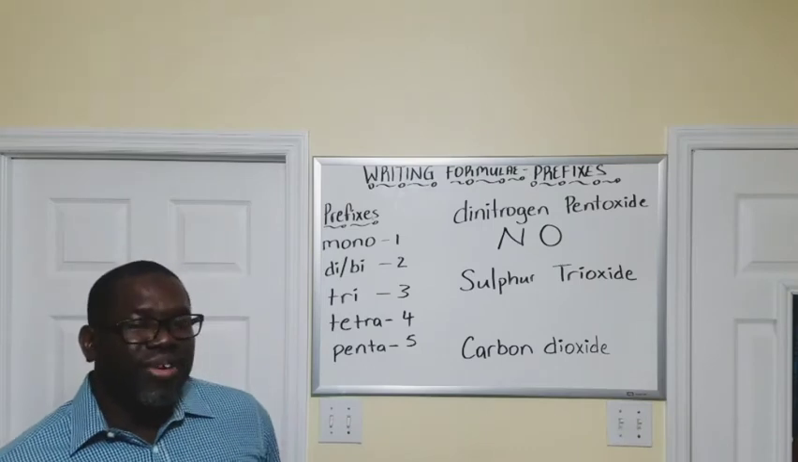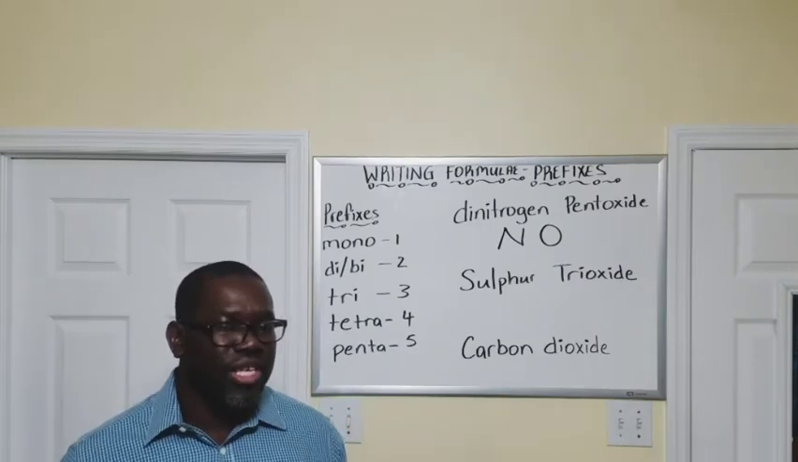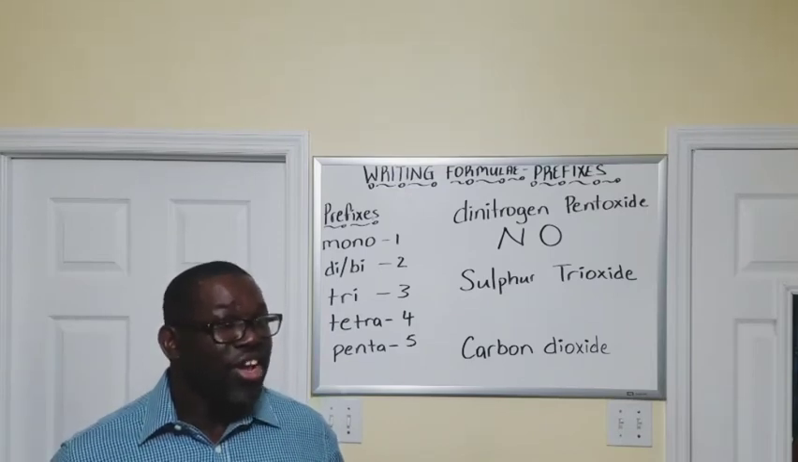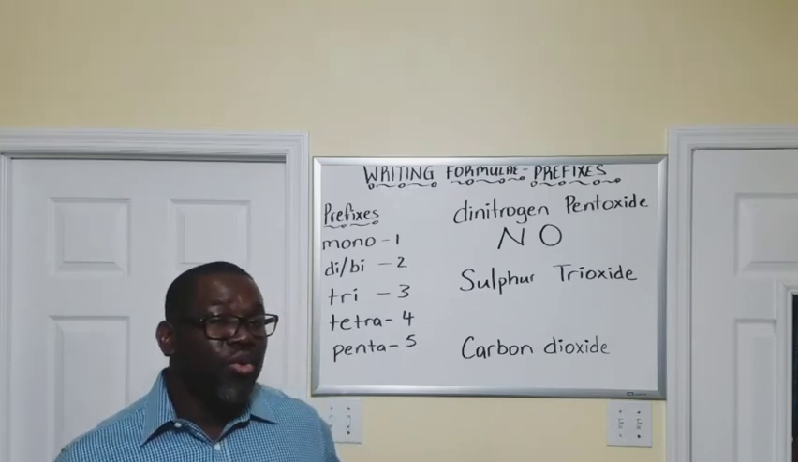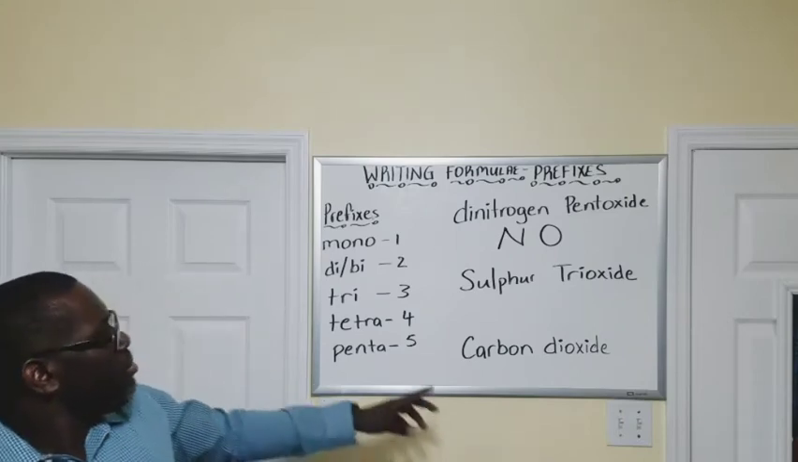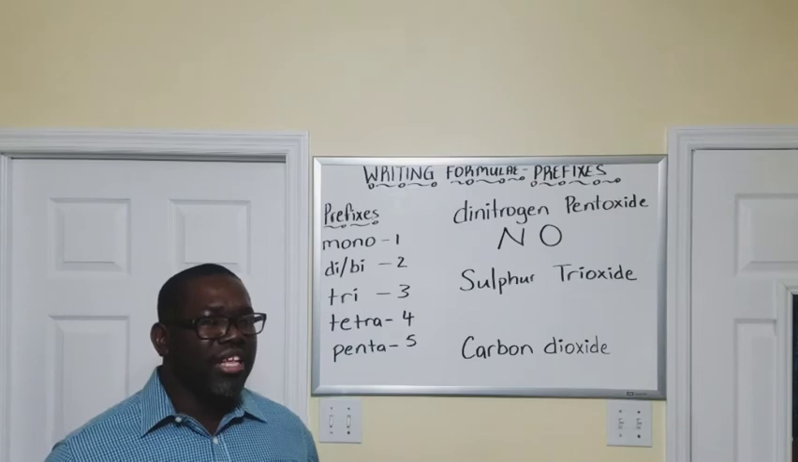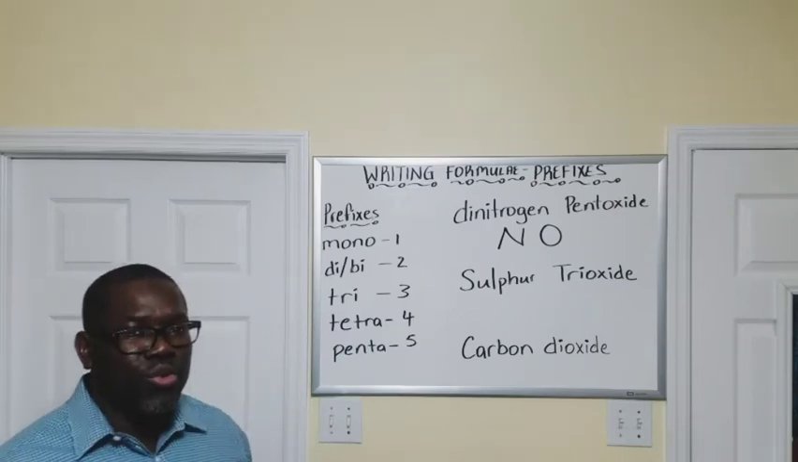Now the next thing you need to do is to identify the number of each of these elements present. The prefix is going to tell you the number of elements present. In the first example it's dinitrogen. So you check your table: di means 2, so it means that there are 2 nitrogens present. So all I need to do is just write down 2.